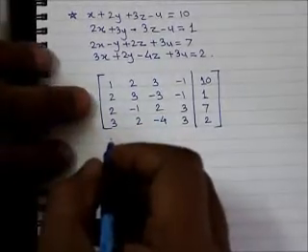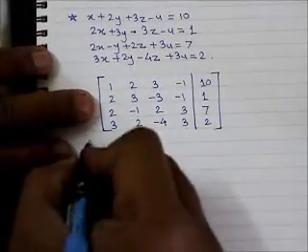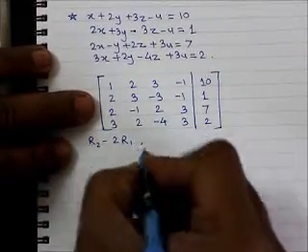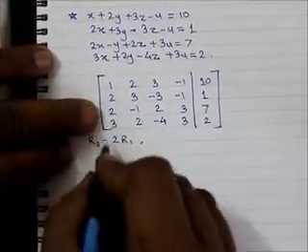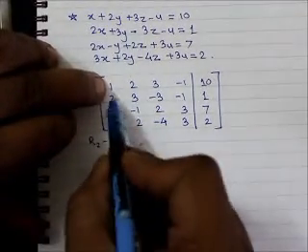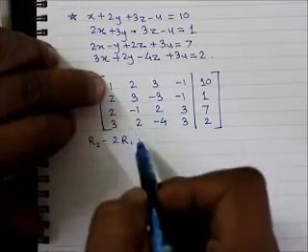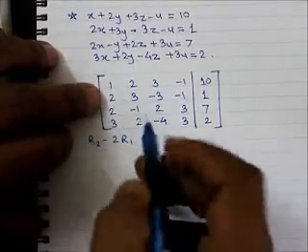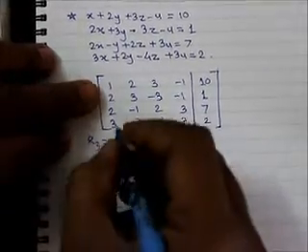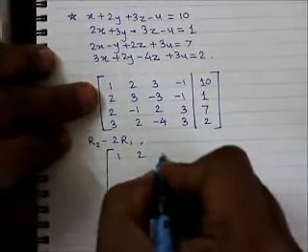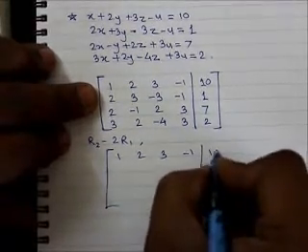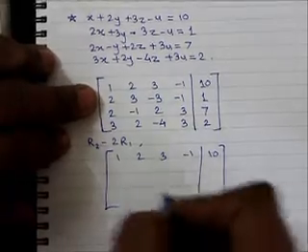Let us start with this one. R2 minus 2 R1, and similarly I'm going to do 2 or 3 operations in one step here. As you can see, here's 1, so simply by multiplying this row we can convert all these 3 rows. So R2 minus 2 R1. Let me start with this. First row remains as it is, so 1, 2, 3, minus 1 and 10 remains as it is.